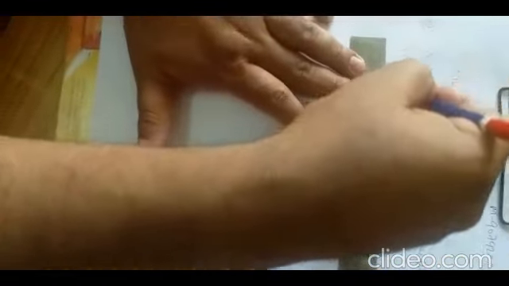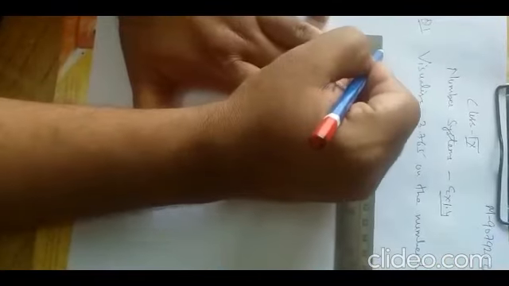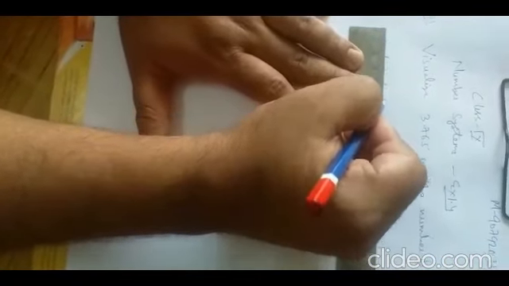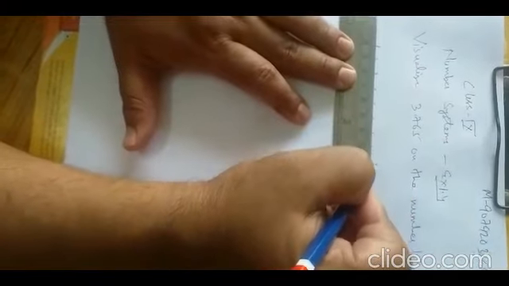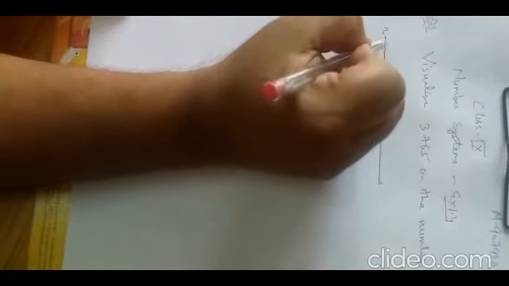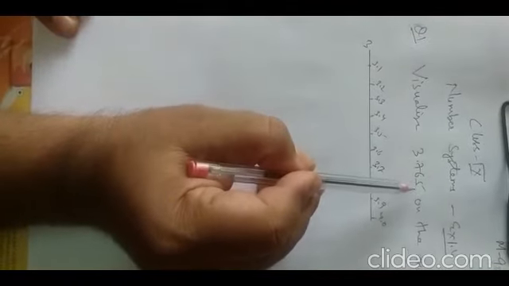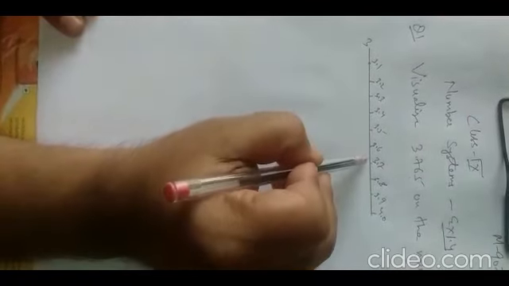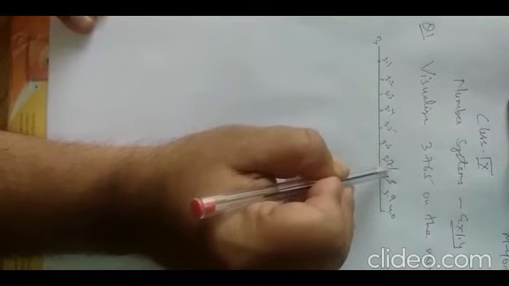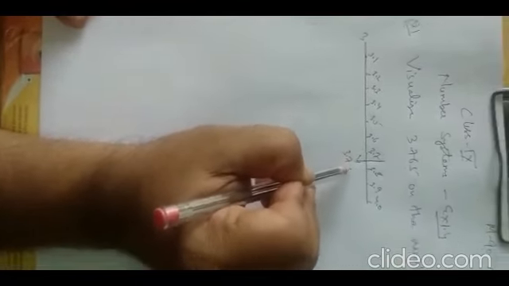See here, 10 centimeter. 1, 2, 3, 4, 5, 6, 7, 8, 9, 10. 3, 3.1, 3.2, 3.3, 3.4, 3.5, 3.6, 3.7, 3.8, 3.9 and 4.0. Now 3.765, it comes in between 3.7 and 3.8. Here it will come.